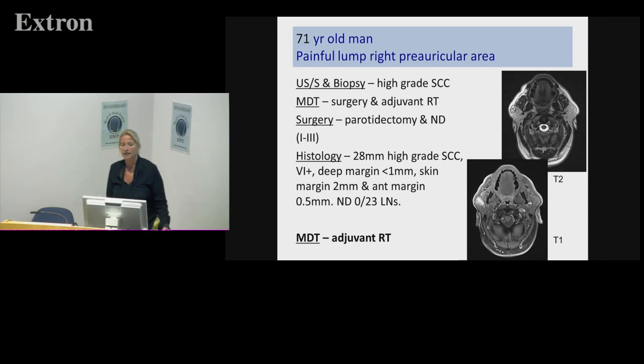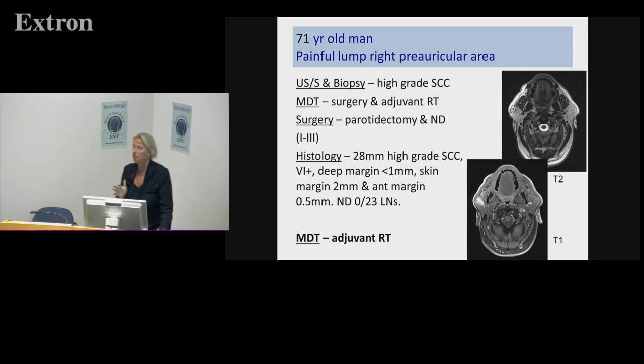The second case is a 71-year-old chap who presented with a painful lump in his right preauricular area. He had no past history of malignancies. This was biopsied and shown to be a high-grade squamous cell carcinoma. The immediate thing we think of in older patients is whether this is a metastasis from a skin cancer, but he had no history of that at all.